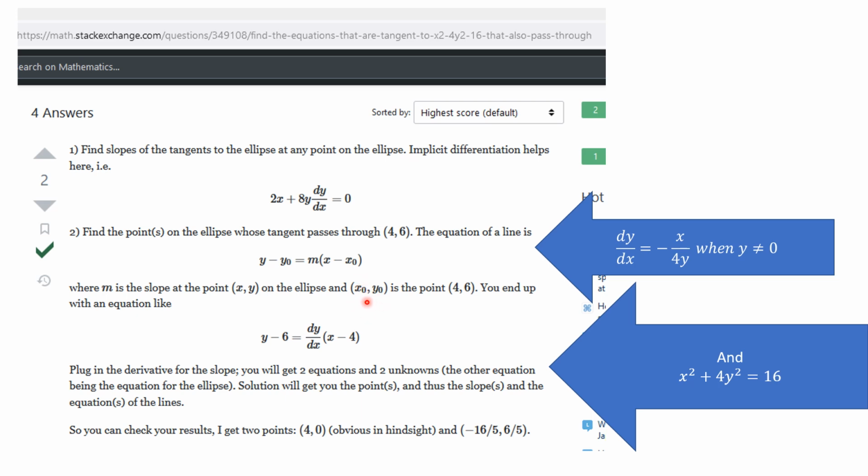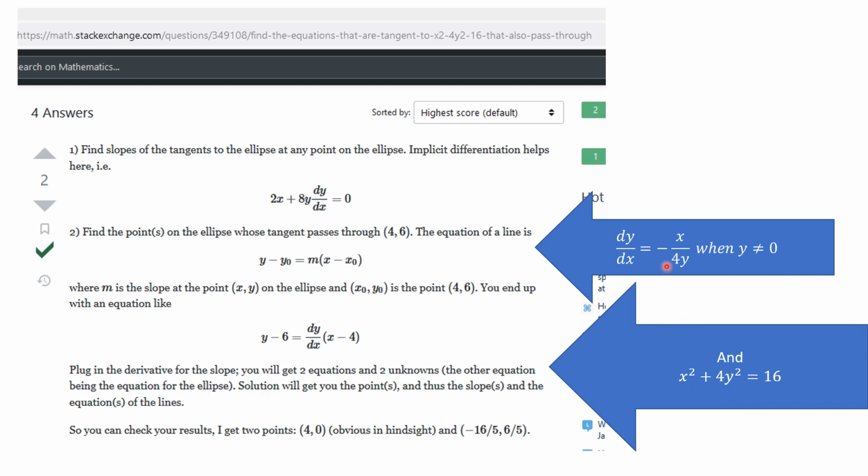Now the x0, y0 here is the 0.46, and we're talking about a point on the ellipse, which is xy. So you end up with this being one equation, and again, for this dy dx, you substitute minus x over 4y. And the other equation that you have is xy is on the ellipse, so that means x squared plus 4y squared is equal to 16.